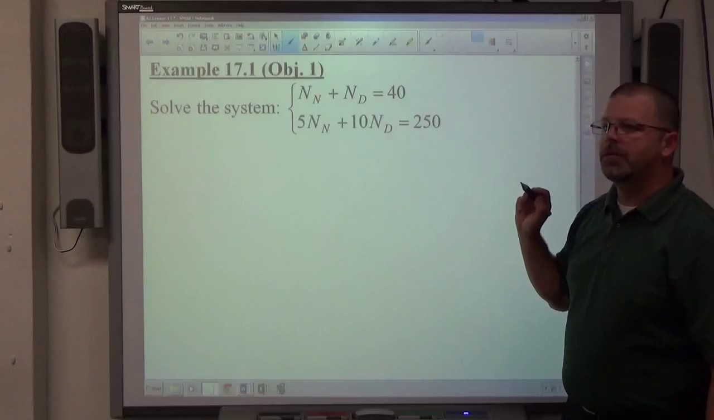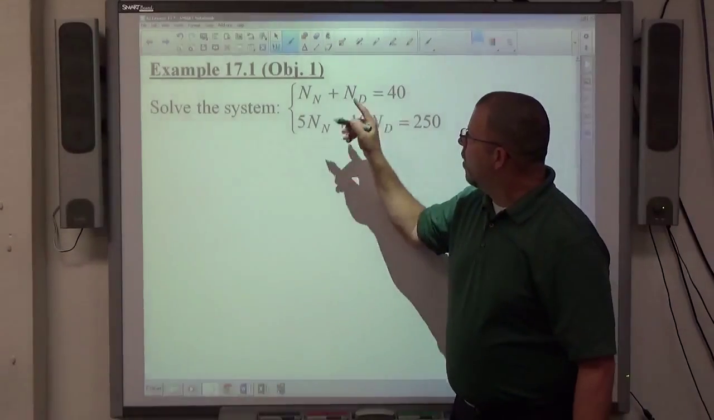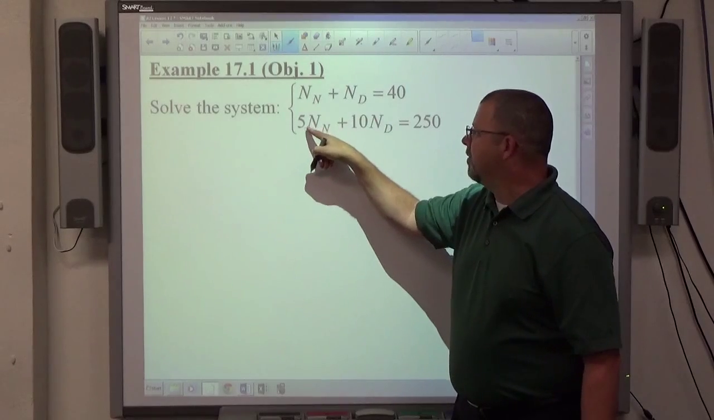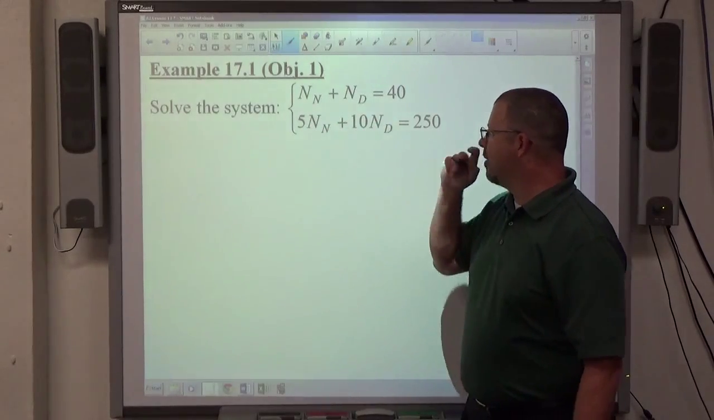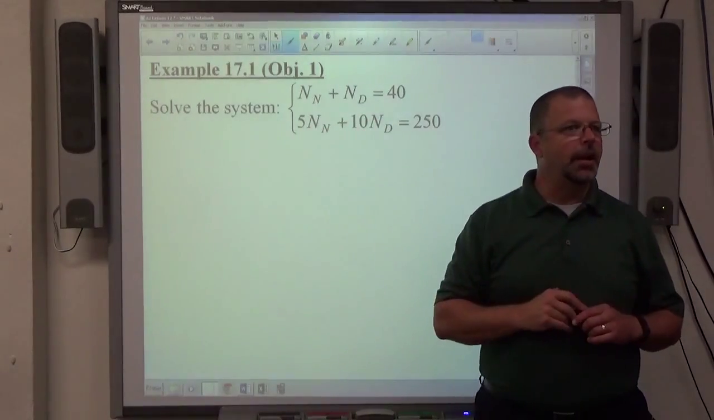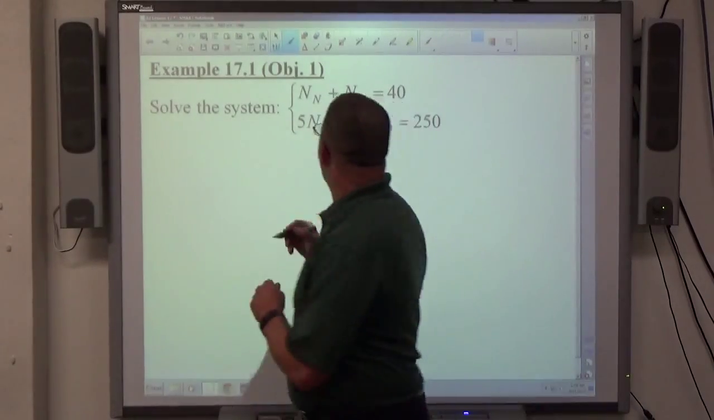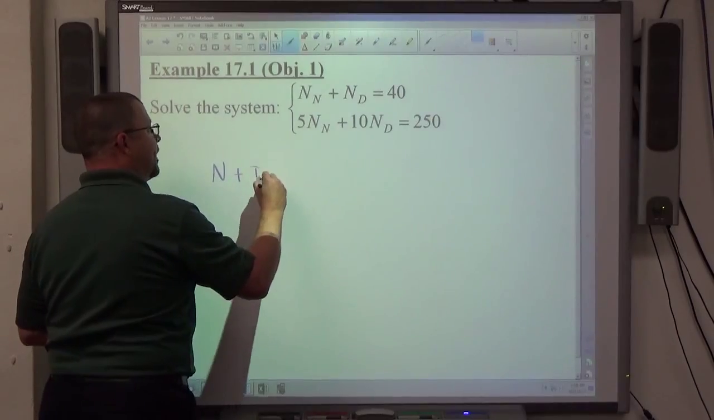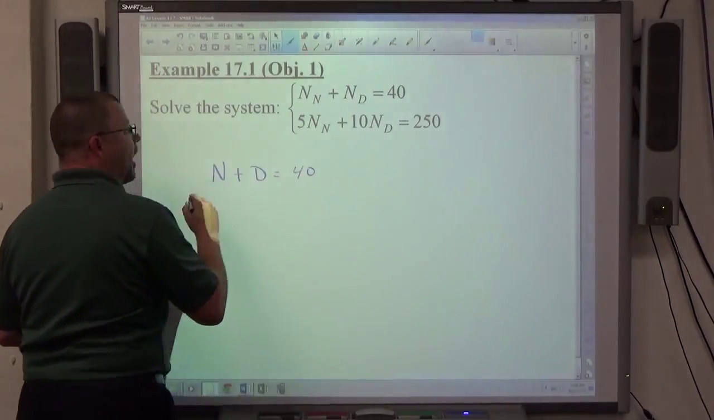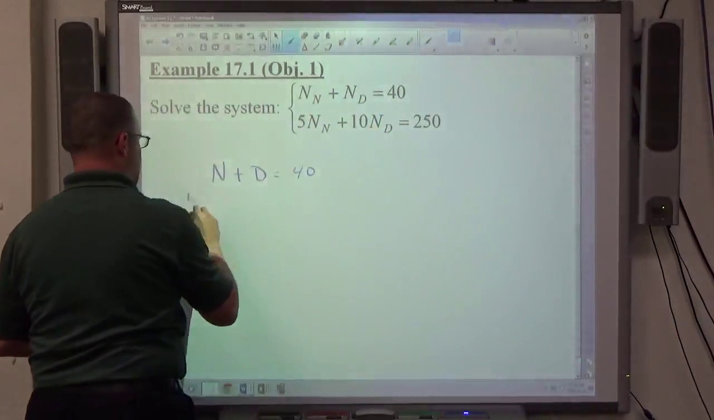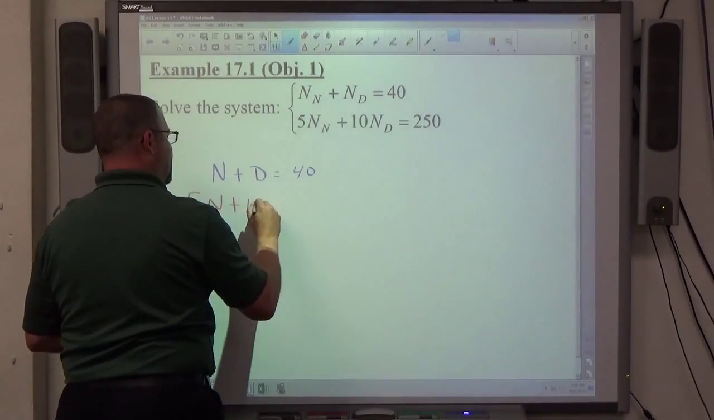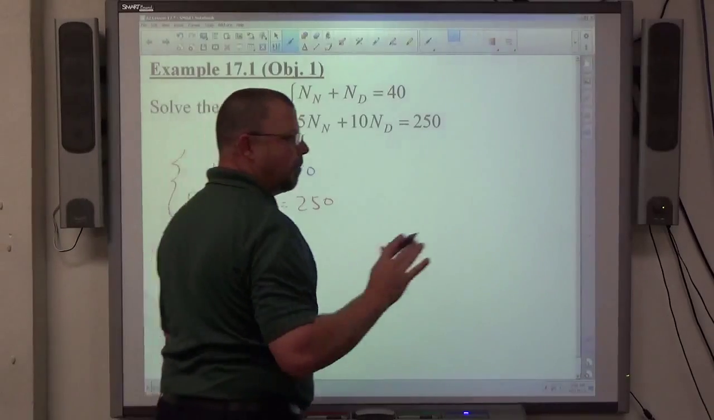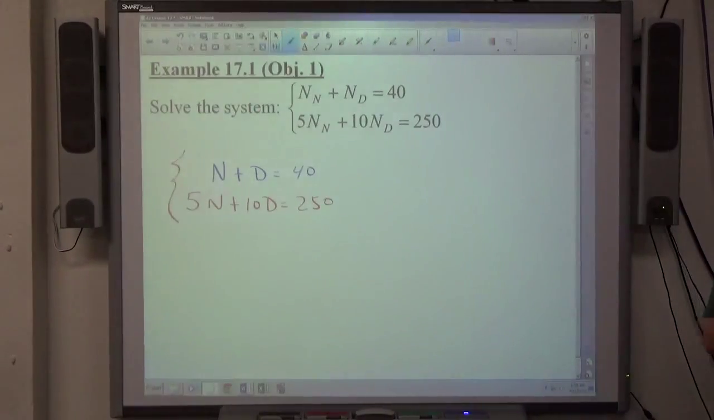This type of subscripted variable situation, where they're using n sub n for number of nickels, number of dimes, 5 times number of nickels, 10 times number of dimes, for me, that's a little bit unnecessary subscripting. So for me personally, if I saw that in my book, I would write on my paper n plus d equals 40, and 5n plus 10d is equal to 250. Making it look more like a basic system that we're already used to.